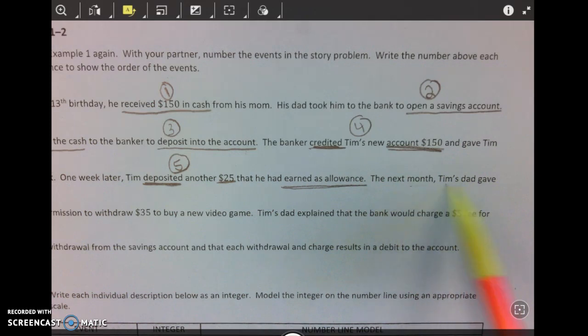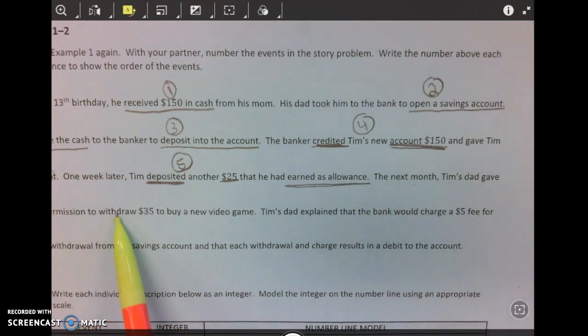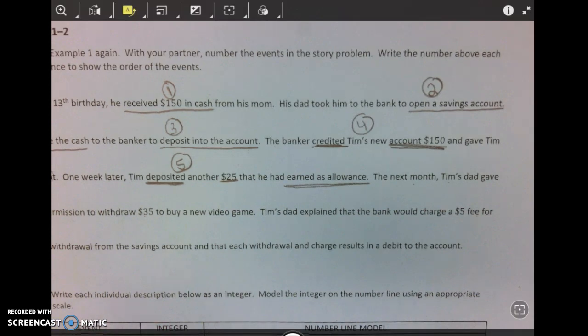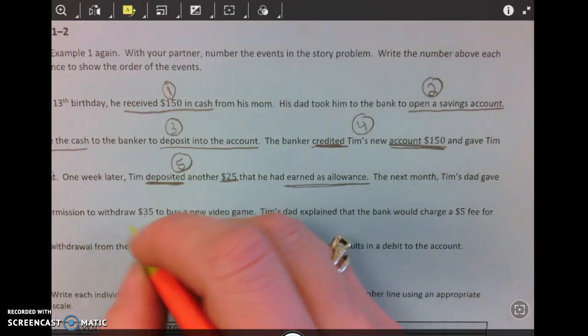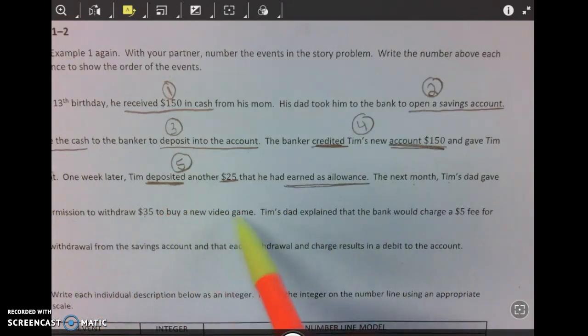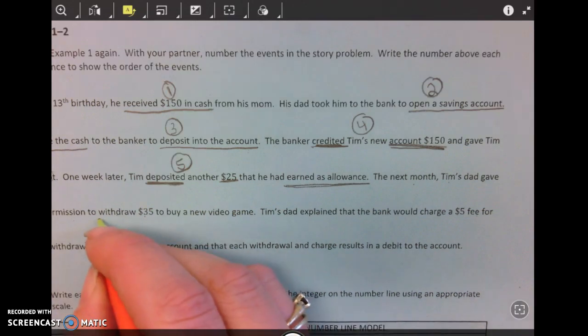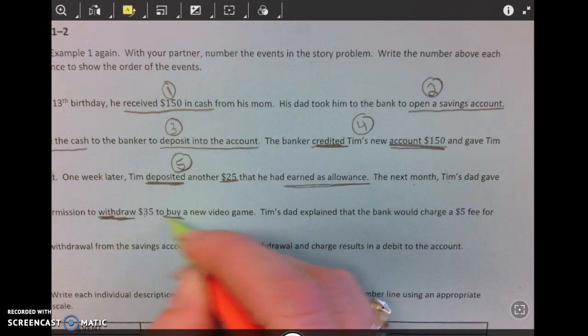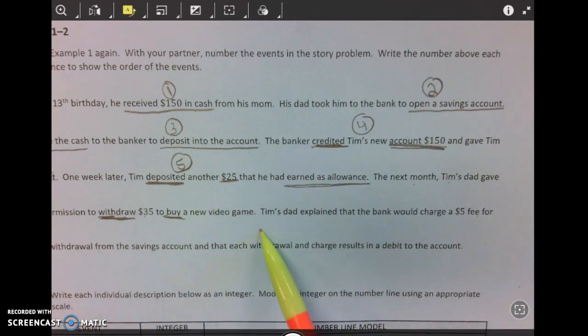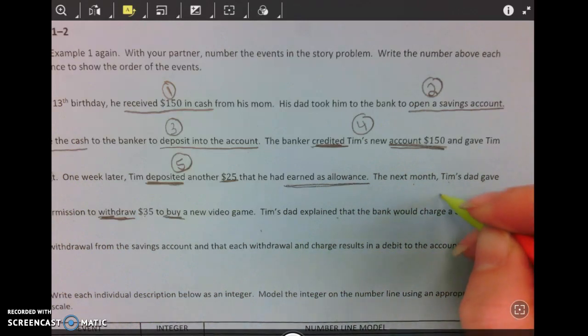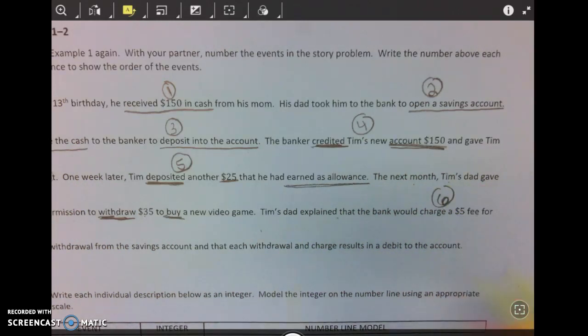The next month, Tim's dad gave him permission to withdraw $35, withdrawing $35 to buy a new video game. So think about what withdrawal might mean. What would he need to do if he wanted to buy something? So Tim's dad explained that the bank would charge a $5 fee. So that's event 6. The bank is charging him a fee.